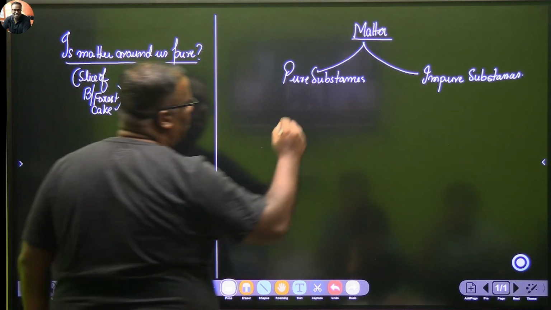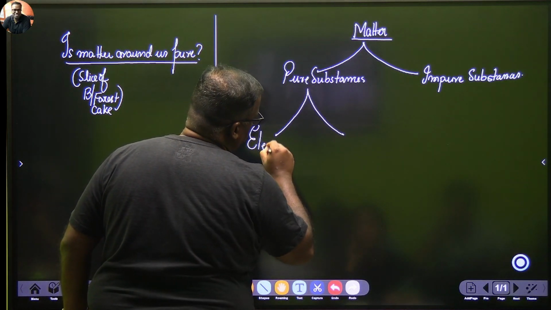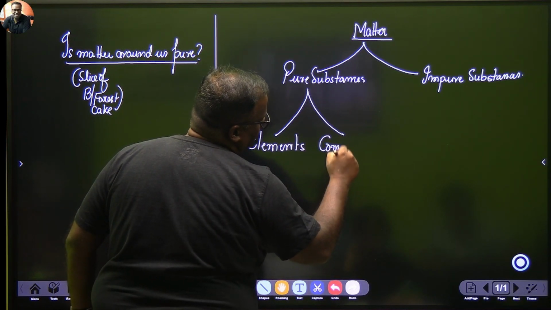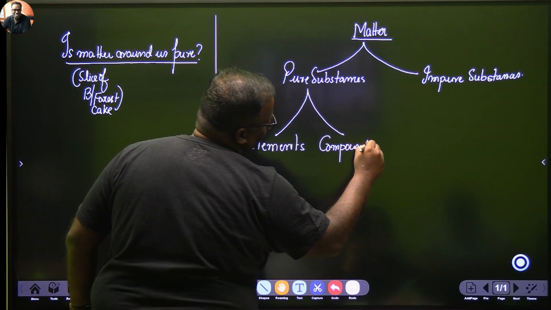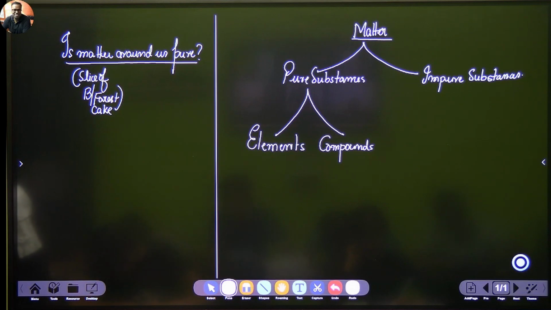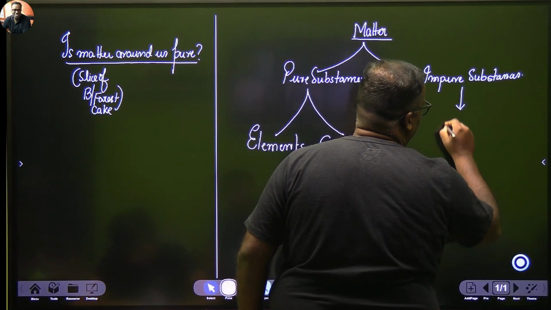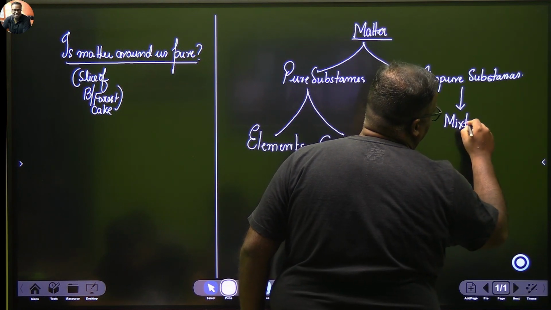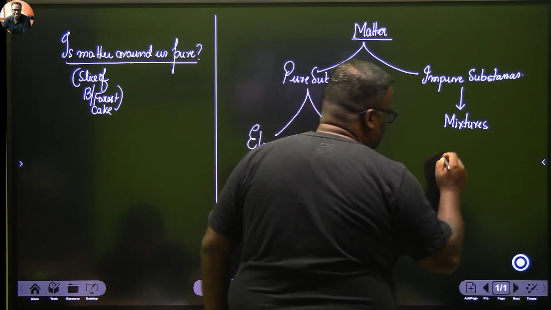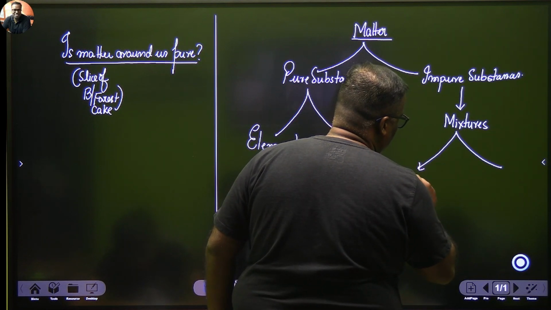Pure substances are further classified into two heads. And we will study them very much in detail, क्योंकि ये clarity अगर अभी नहीं हुआ तो आप फंस जाओगे आगे जाके. Elements and compounds. Pure substances are classified into elements and compounds. Impure substances are known as mixtures. सब कुछ सीखेंगे एक एक करके. Mixtures. Mixtures are further classified into two parts. One is known as homogeneous mixture.